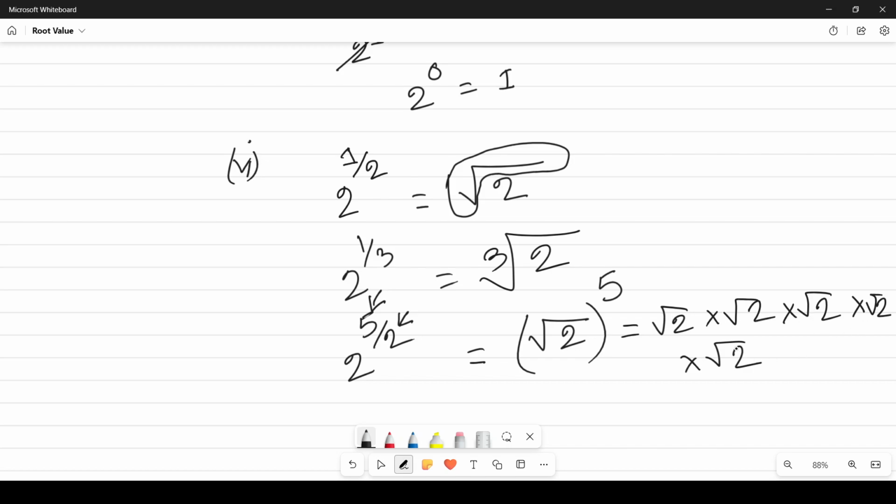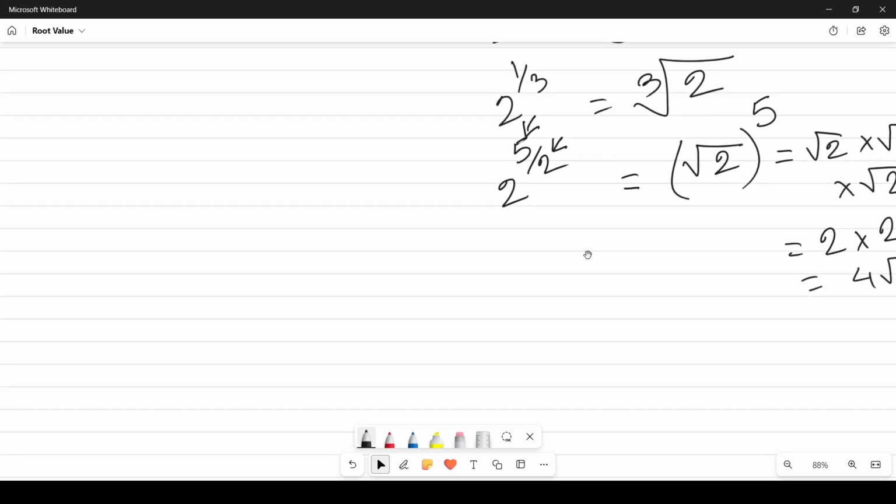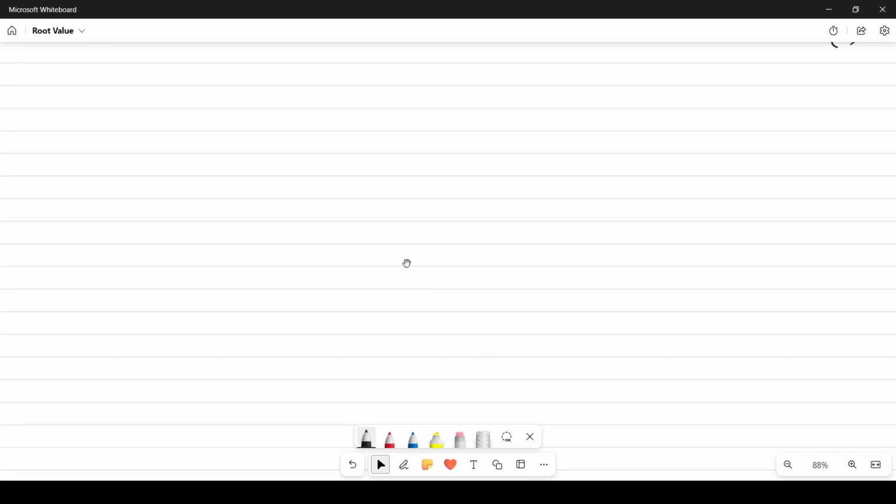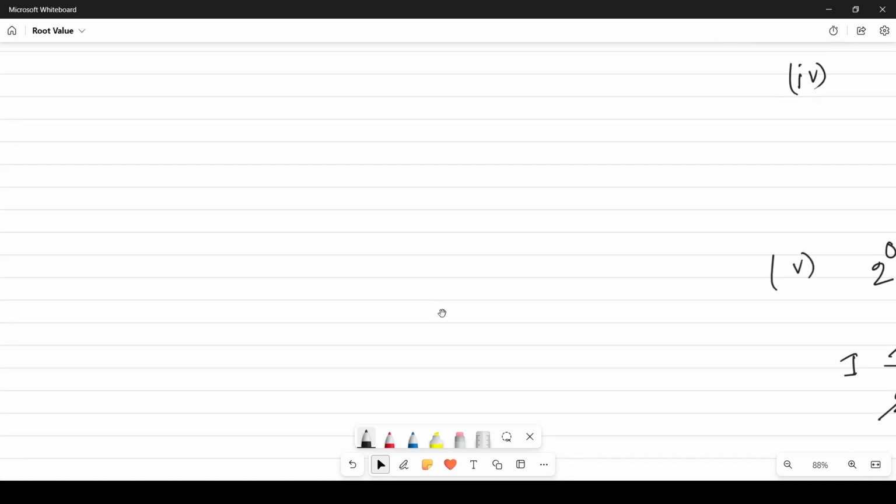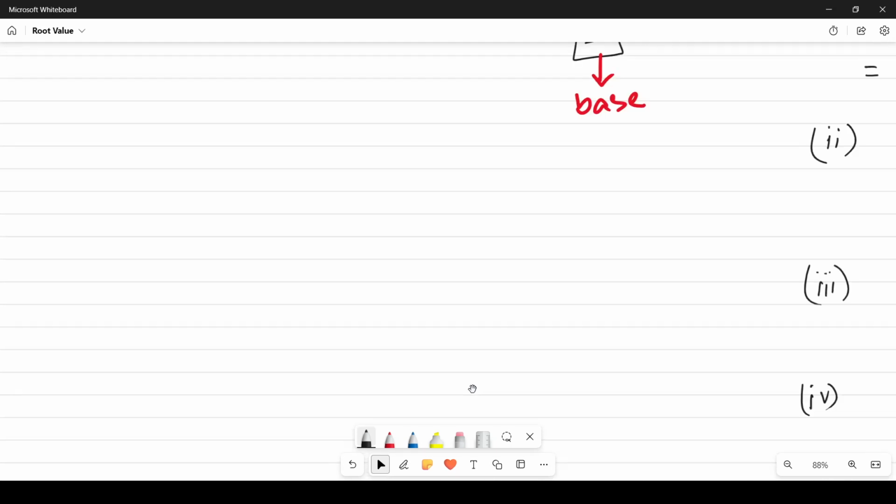1, 2, 3, 4, 5. And eventually we'll get 1, 2. It will cross them off and we'll get a number 2. Root 2 will cross them off and we'll get a number 2. And then we'll be left with this root 2. So we'll get 4 root 2. Right. So this is the sixth law of indices, and this is how we get the idea of square root, right? So now you have gotten the idea of square root.